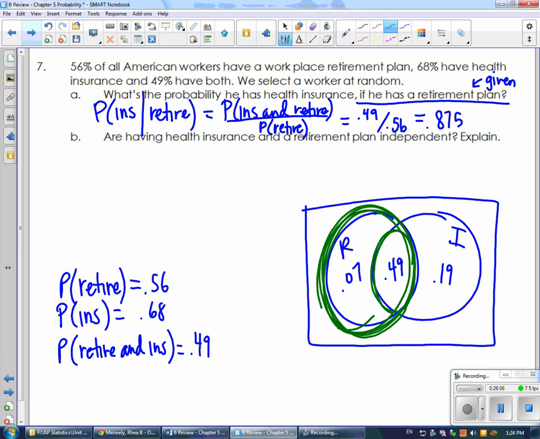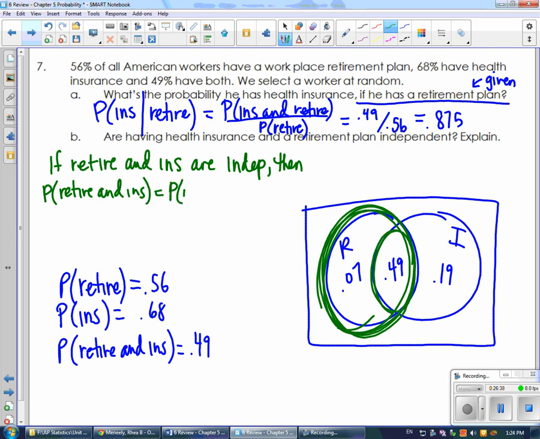In letter B, we select a worker at random, and it's asking, are having health insurance and a retirement plan independent? So this is one where you kind of have to construct a proof. What we'd want to know is if retirement and having insurance are independent, then the probability of having a retirement and insurance would equal the probability of having a retirement plan times the probability of having insurance. So I want to see if these two things are in fact the same.